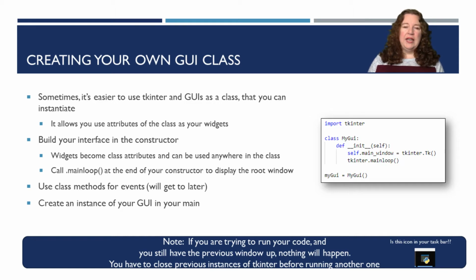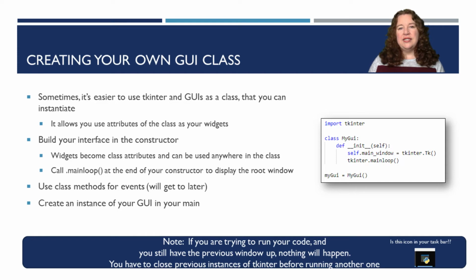So remember, when we make a class, we have a class, then we have our initializer, our constructor. In our constructor is where our code goes, our main window. In this case, I've made it just self.mainWindow because I need to be able to access it. So it's an attribute of my class. And I'm going to make that main window that TK constructor. Then I'm just going to call tkinter main loop, and it's going to run from there.